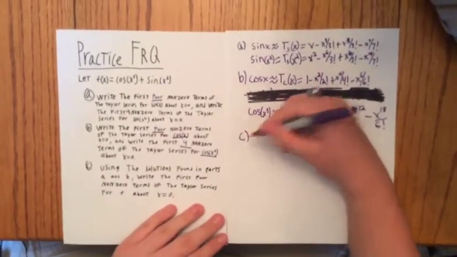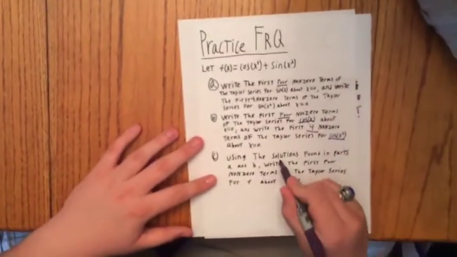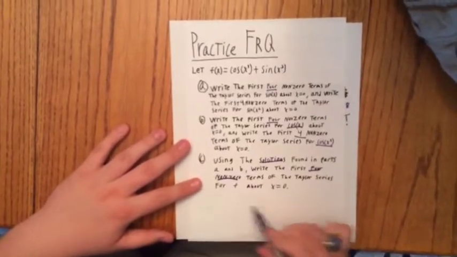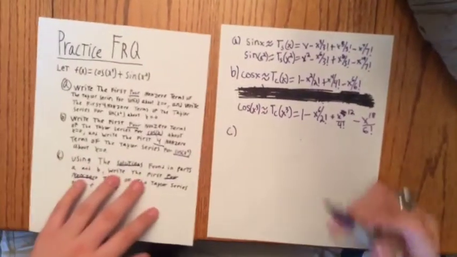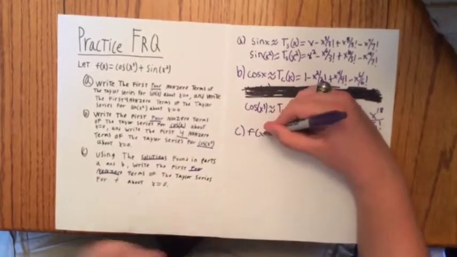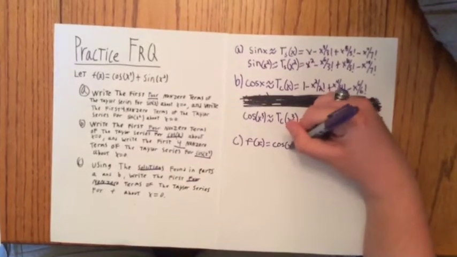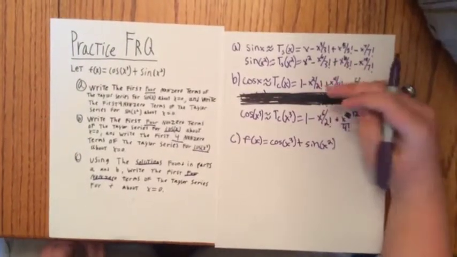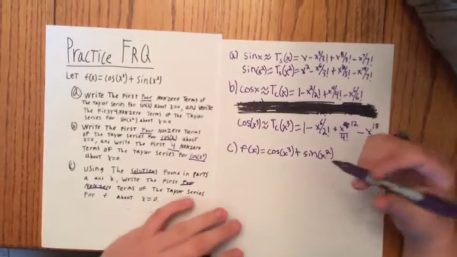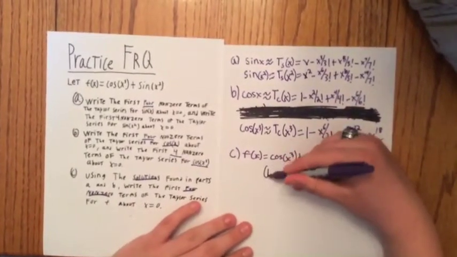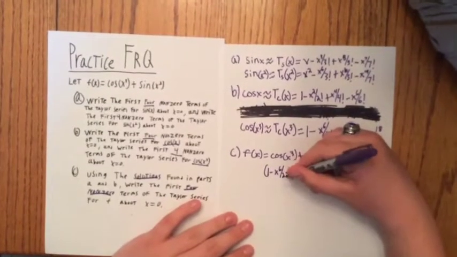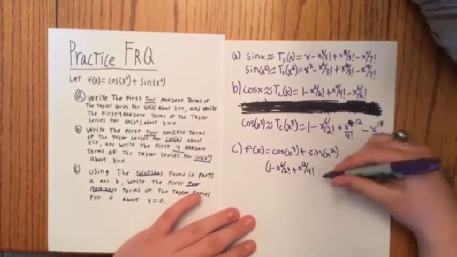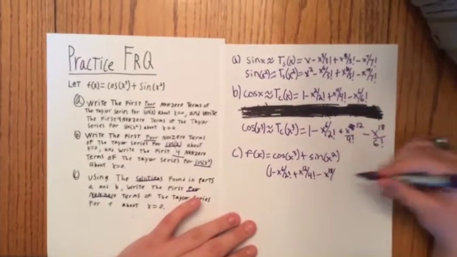So then we go to part C, which says, using the solutions found in parts A and B, write the first 4 non-zero terms of the Taylor series for f about x equals 0. So we know that f of x is equal to cosine of x cubed plus sine of x squared. And so once we do this, really essentially what we're going to do is just add cosine of x cubed, which is 1 minus x to the 6th all over 2 factorial, plus x to the 12th all over 4 factorial, minus x to the 18th all over 6 factorial.